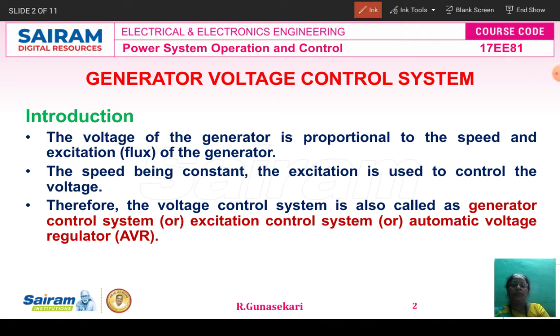That means voltage V is directly proportional to speed N and to flux. So, the speed being constant, the excitation is used to control the voltage. Therefore, the voltage control system is also called the generator control system, or excitation control system, or automatic voltage regulator.